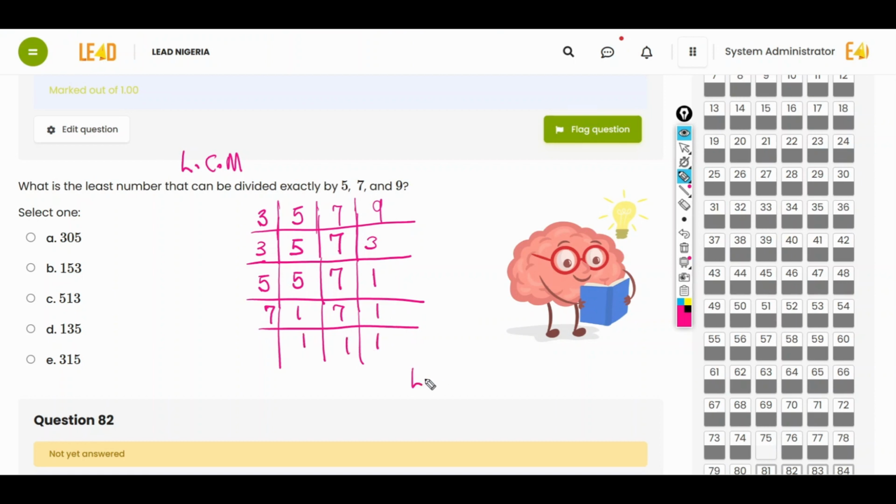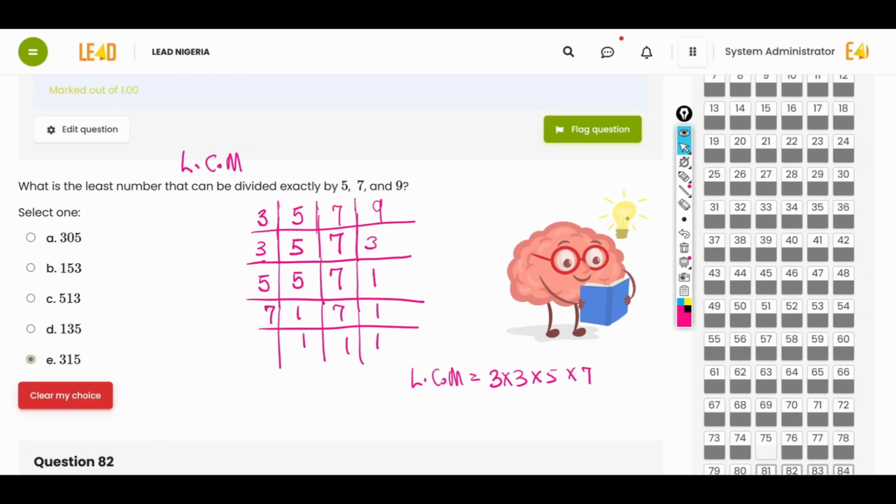So my LCM is 3 times 3 times 5 times 7. All right, so I'll multiply from the back. 7 times 3 is 35. 35 times 3 is 105. 105 times 3 is 315. So the correct option is E, 315.